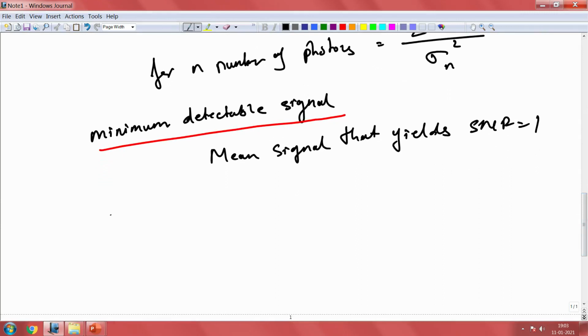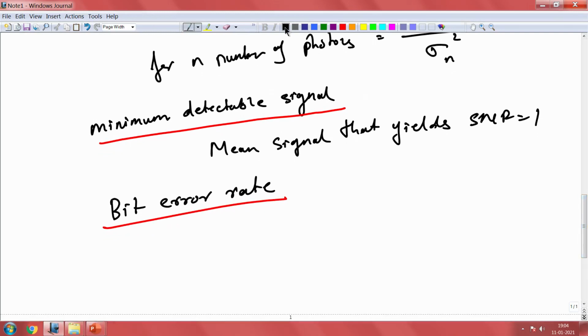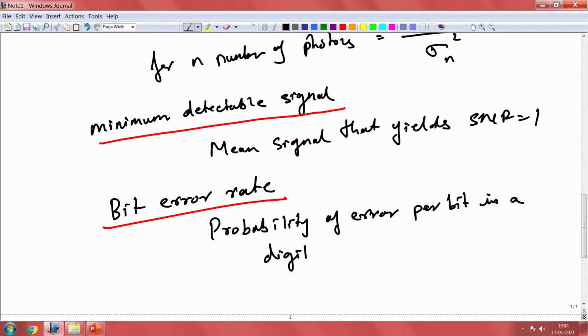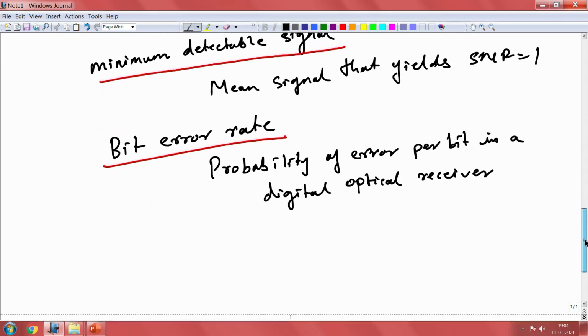Next is bit error rate. This primarily applies for communication applications. This is nothing but the probability of error per bit in a receiver, particularly a digital receiver. So, here it is the probability of error per bit in a digital optical receiver. This is again another performance metric that we use.